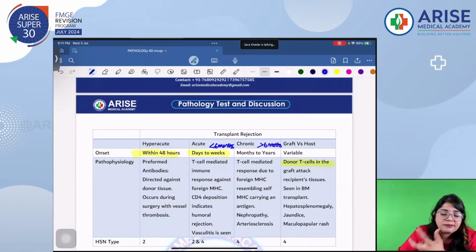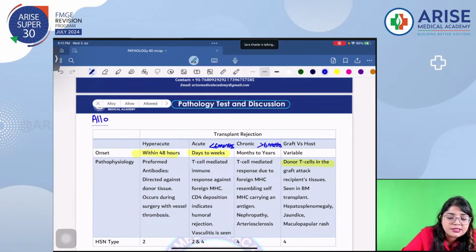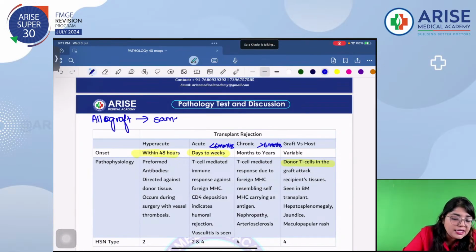What are the different types of graft that you have? This graft rejection is seen in allograft. What is an allograft? Can anybody tell me? This is a graft that is seen in the same species. What about xenograft? Xenograft is when there are different species.